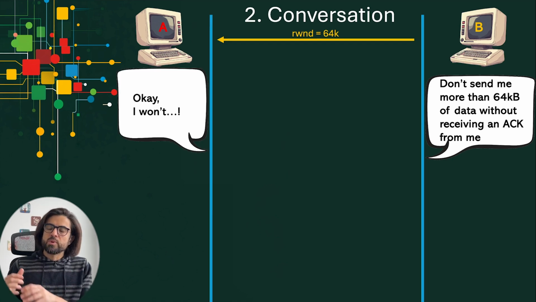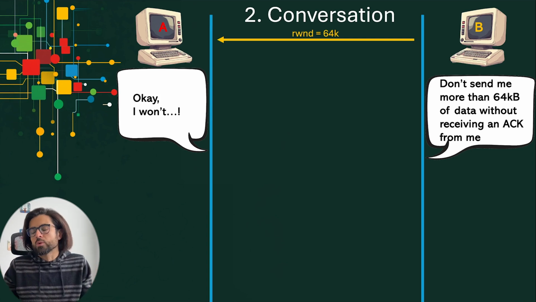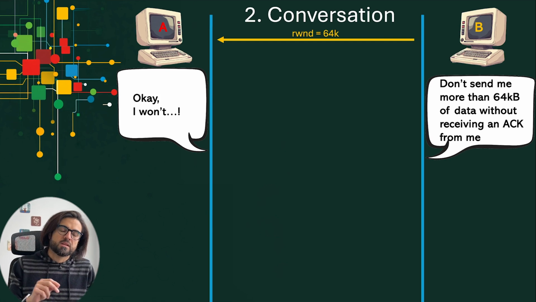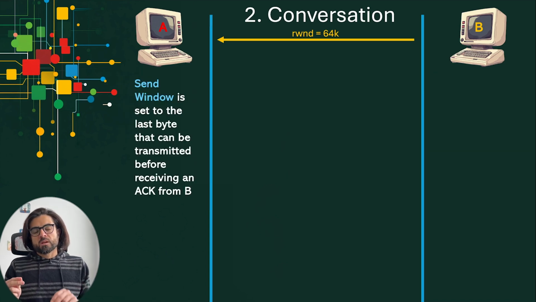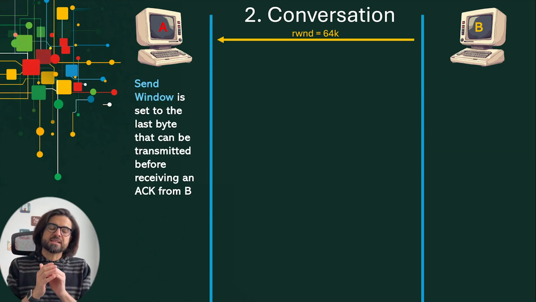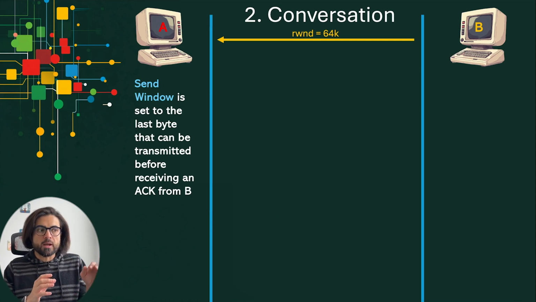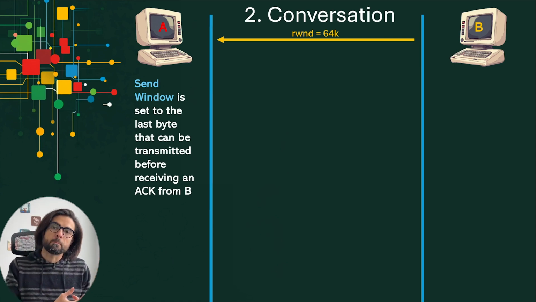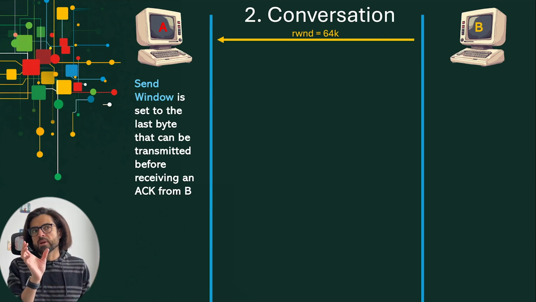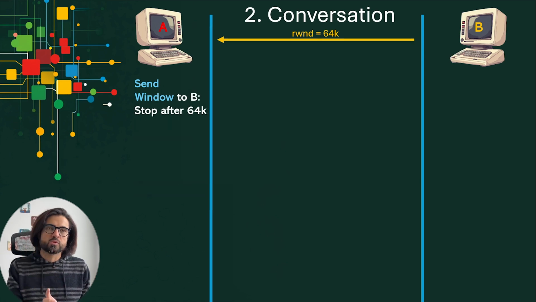And computer A will be like, okay, I won't. I'm just going to stick to what you are telling me. And also computer A has a receiving window as well. It tells computer B as well, my receiving window size is this number. Then computer A sets its sending window to the number it just got from B. So, okay, I'm gonna put my sending window to 64K and I'm gonna send.